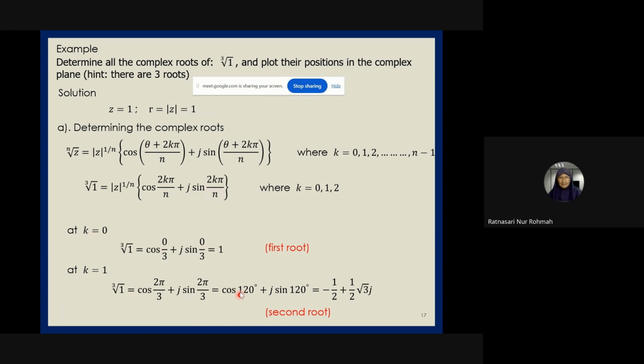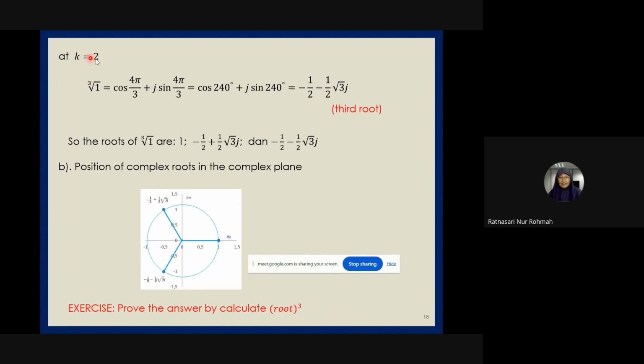We have cosine 120 degrees plus j sine 120 degrees, and this is equal to minus half plus half square root 3 j. This is the second root. And at k equal to 2, the root is equal to cosine 240 degrees plus j sine 240 degrees, equal to minus half minus half square root 3 j. This is our third root.